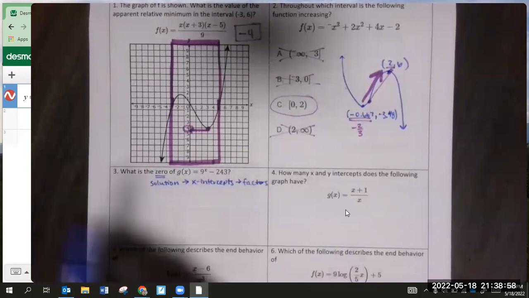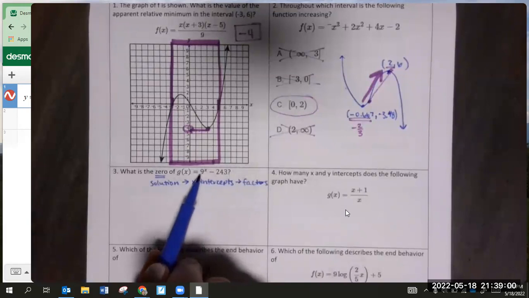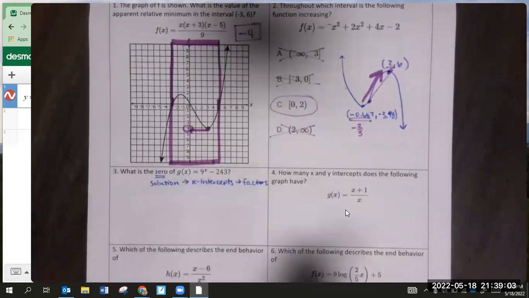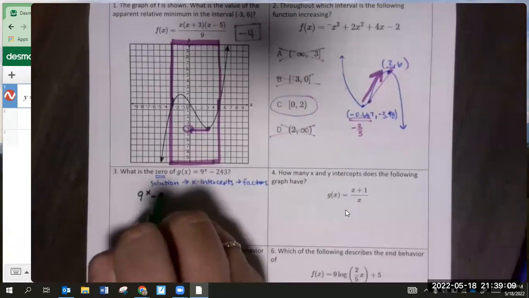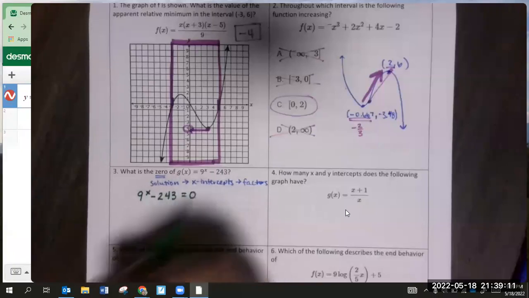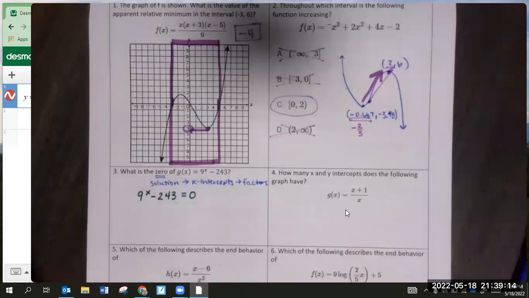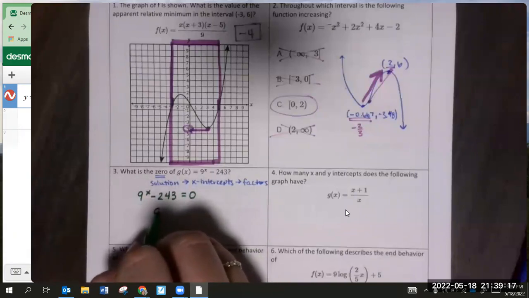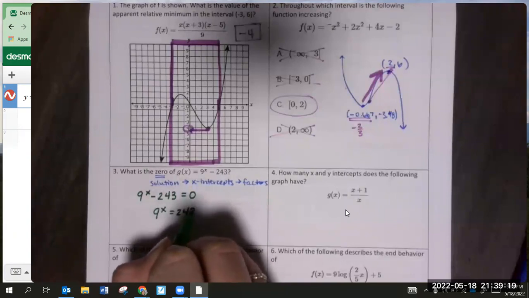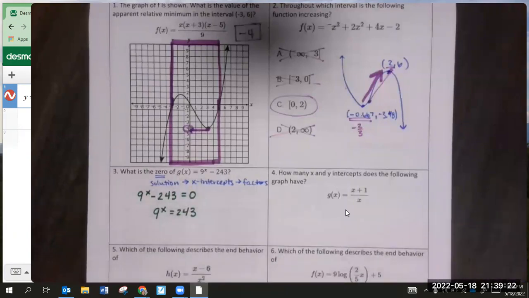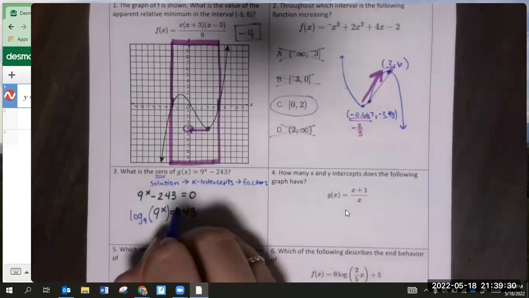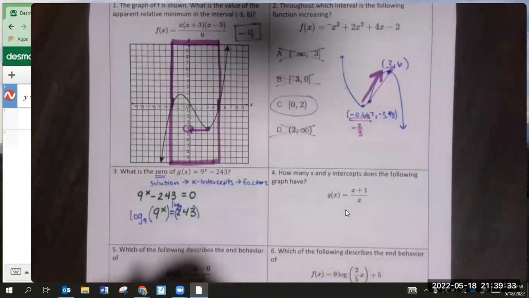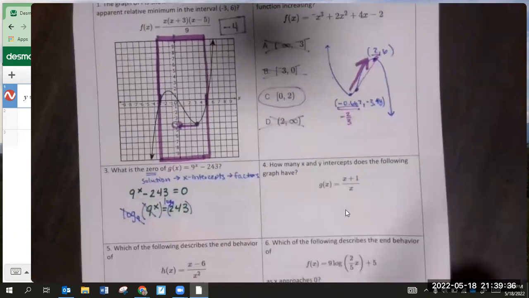Now, we are dealing with an exponential function, 9 to the x minus 243. And so what we can do is set it equal to 0, because that's what a 0 is. Where is my graph going to be 0? So I'm just going to add 243 to both sides. And I want to get x by itself, but the only way to get x by itself is to take this exponent and take the log base 9 of both sides. Because a log base 9 and a base 9 are going to cancel out.